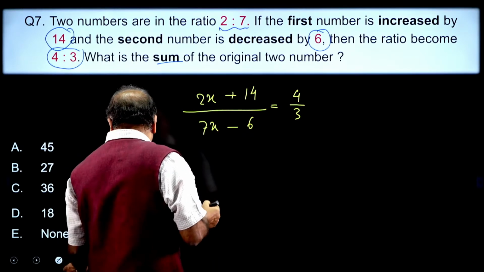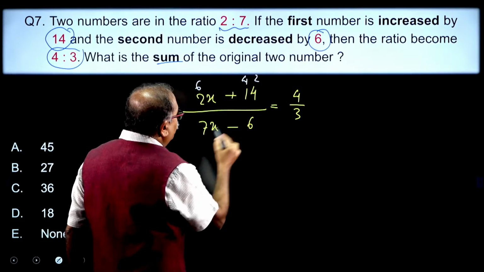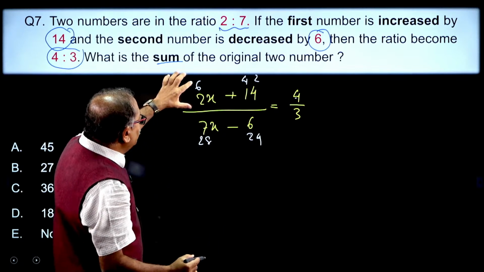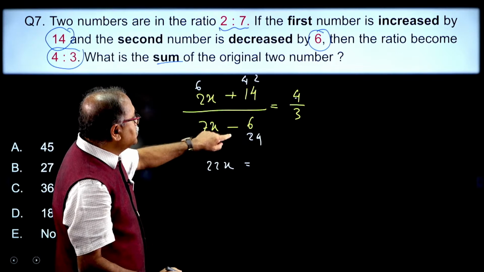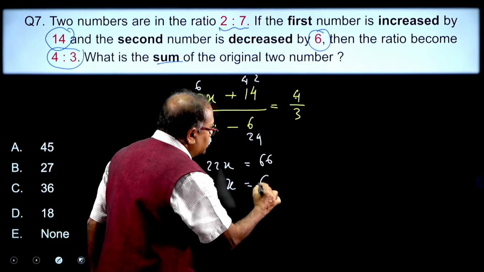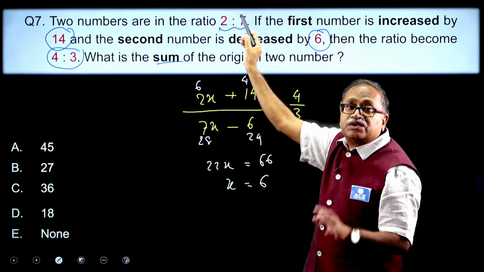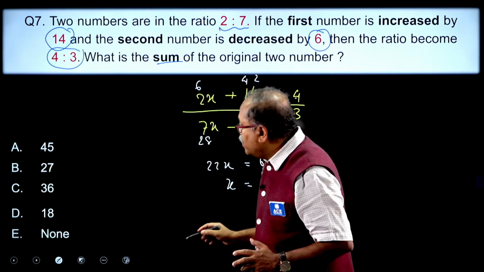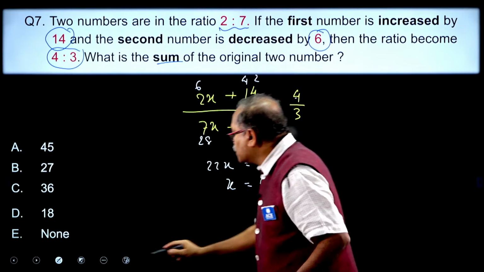So, 3 times 2 is 6 over here, and 14 times 3 is 42 over here, 4 times 7 is 28 over here, and 4 times 6 is 24 over here. So, 28 and 6, the difference is 22x, which is equal to, this is plus and this is minus, so this comes to 66. Therefore, x is equal to 6, we got it. You are asked what is the sum of the original numbers? 7 plus 2, 9x. So, when x is equal to 6, 9 times 6 is 54. Am I right?